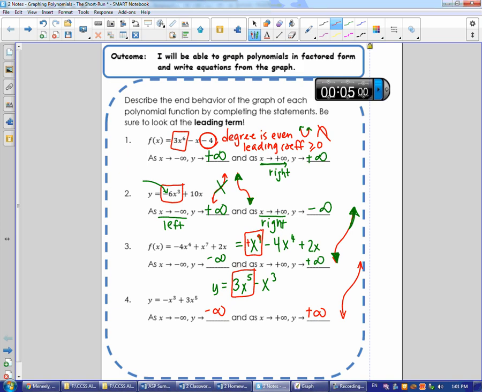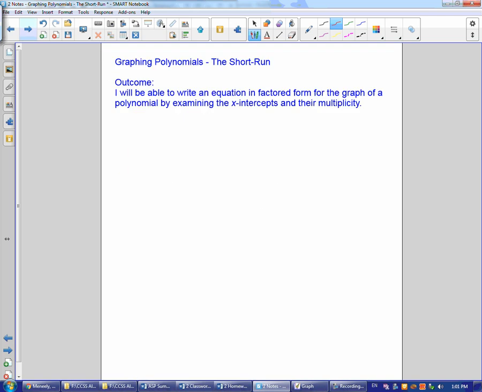Today we're going to be looking at the details, but we're also going to be looking at a different form of the equation. Today we're going to be looking at intercept form, or factored form. And this is very similar to what we did with quadratics. So we're going to be looking a little bit closer at polynomials in factored form.